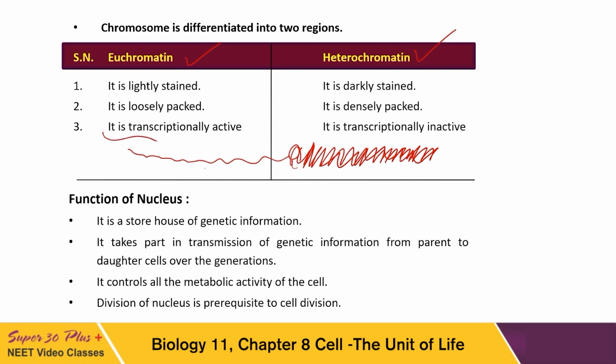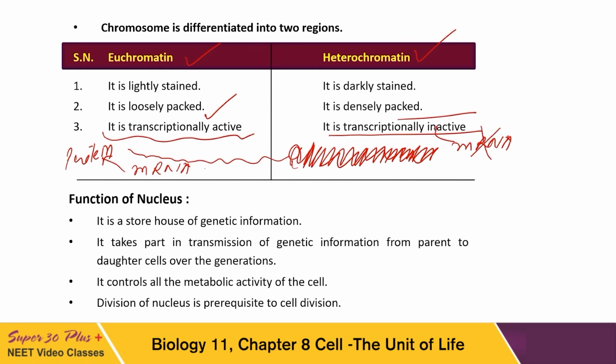This is transcriptionally active, meaning here the transcription will take place. Here messenger RNA will be formed, and messenger RNA in time to come will be responsible for protein synthesis, while in the case of heterochromatin it is transcriptionally inactive. It doesn't make messenger RNA, right? It doesn't help in protein synthesis. Is it right? No protein synthesis.